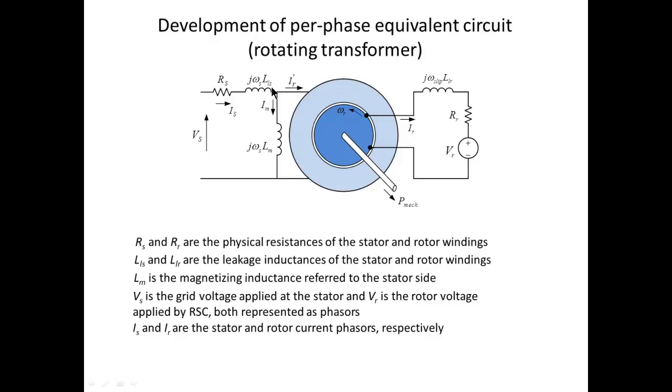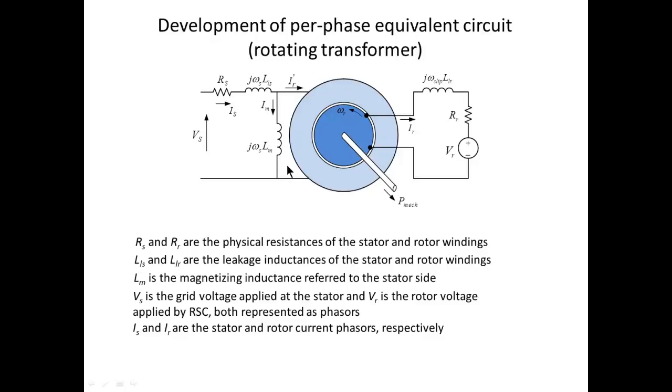The Rs and this leakage inductance Lls, or its reactance omega s Lls, correspond to the following: Rs is the physical resistance of the stator windings, and this is the actual leakage inductance calculated from the leakage flux and the stator current. Similarly, on the rotor side, corresponding to the secondary side of a transformer, we have Rr, which is the actual physical resistance of the rotor windings, and this Llr is the actual leakage inductance of the rotor windings.